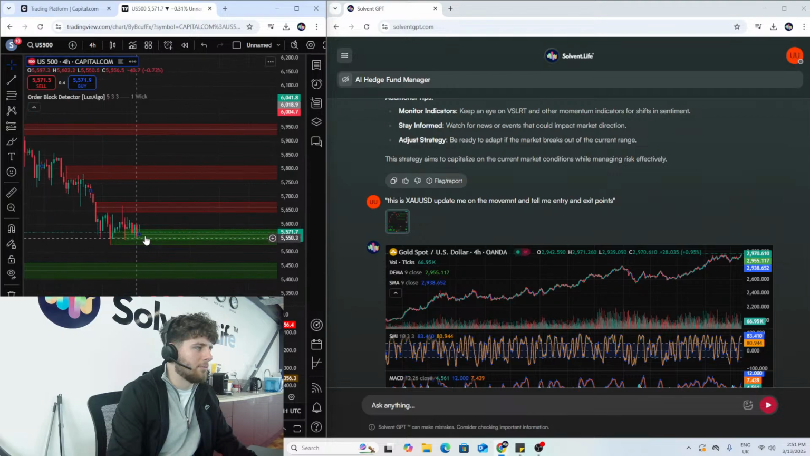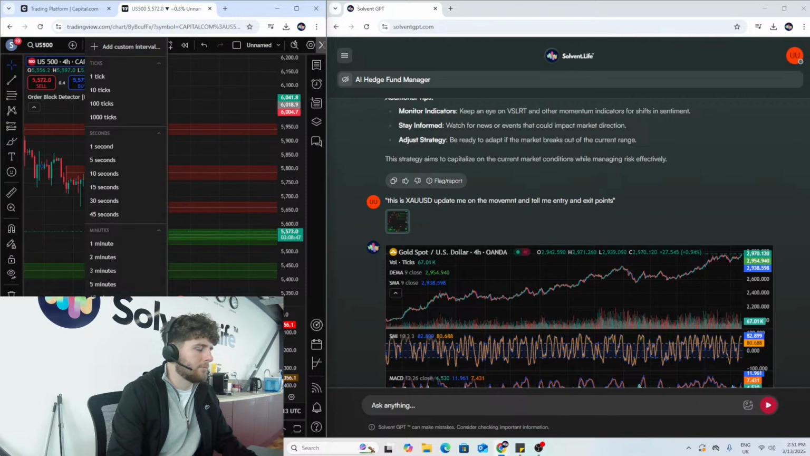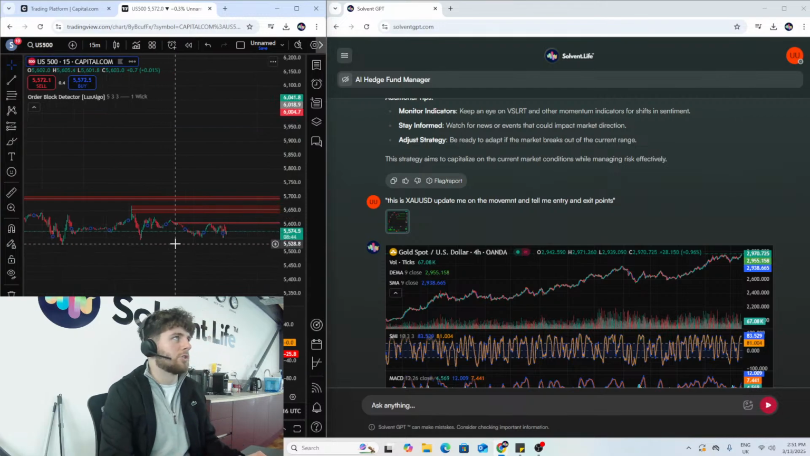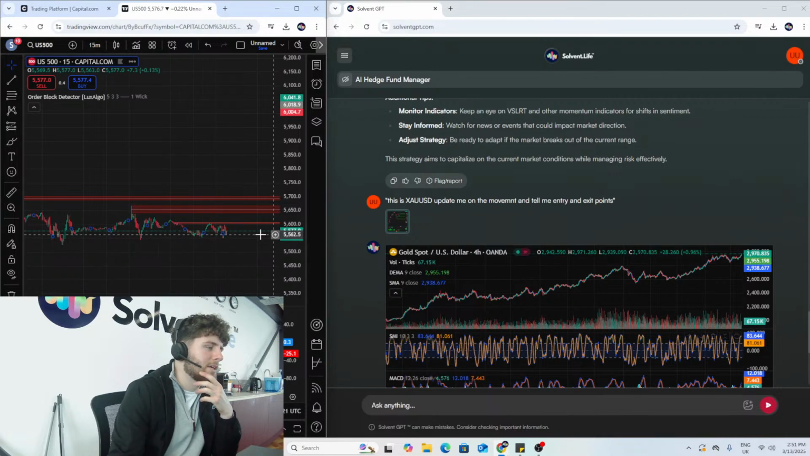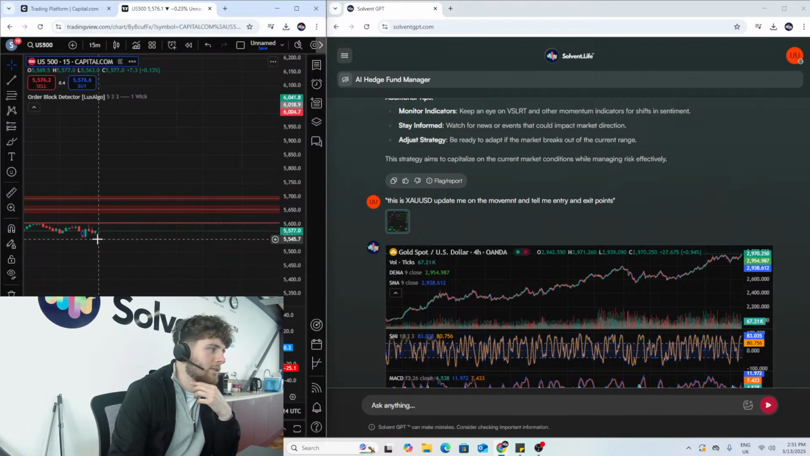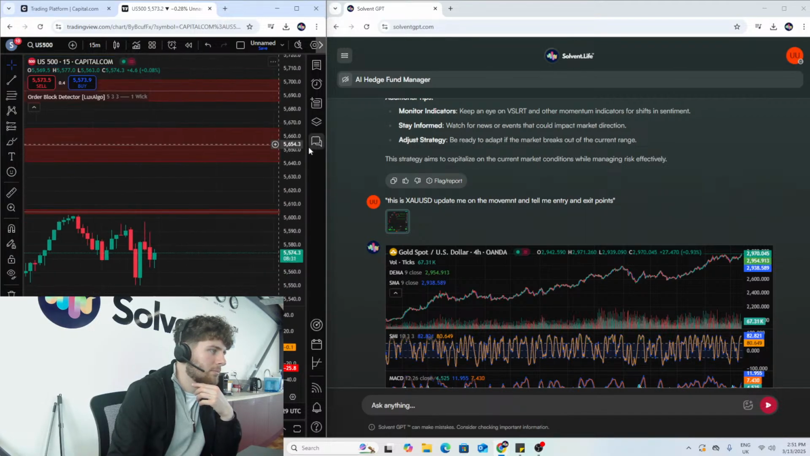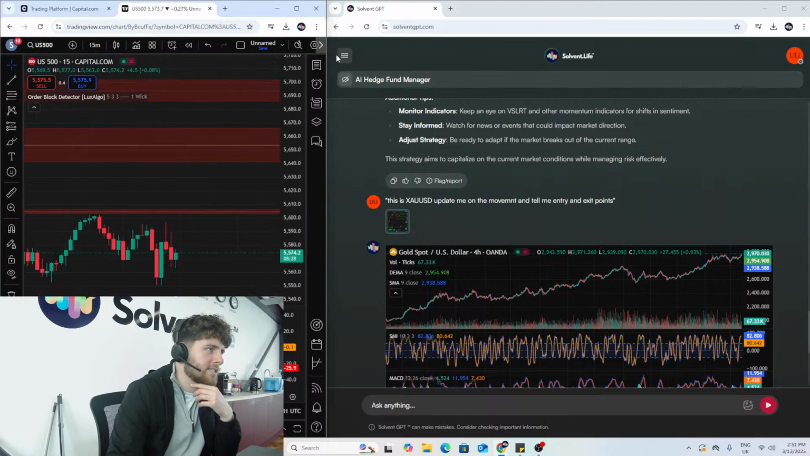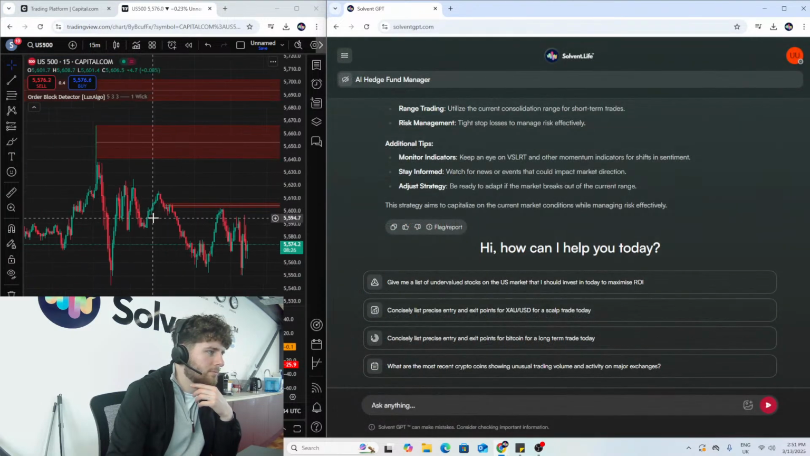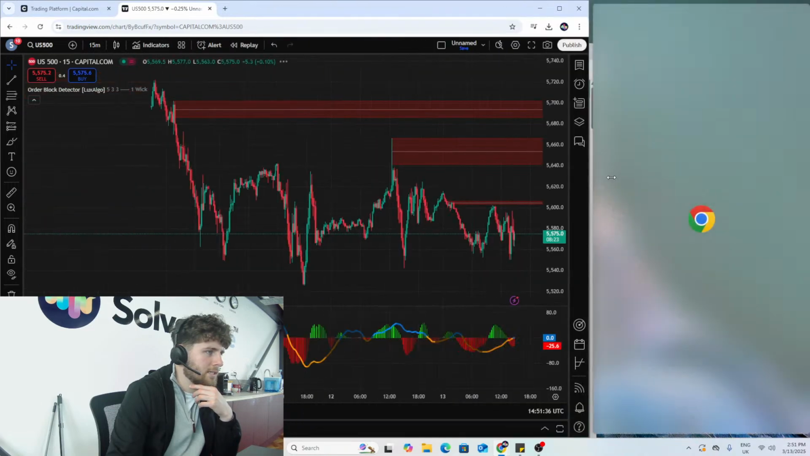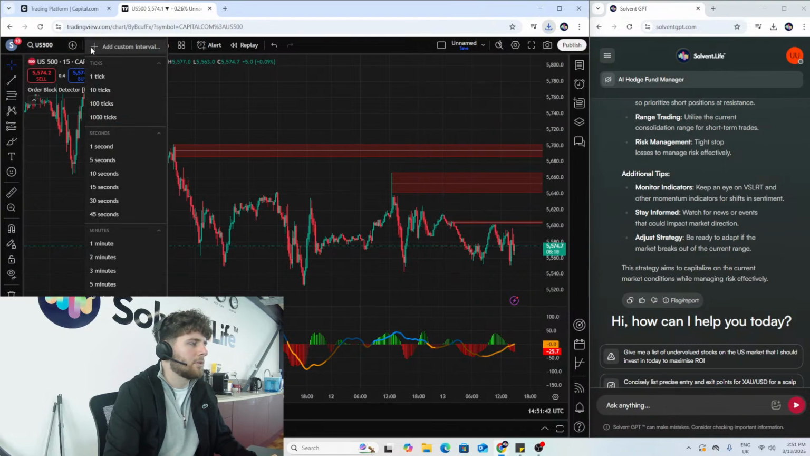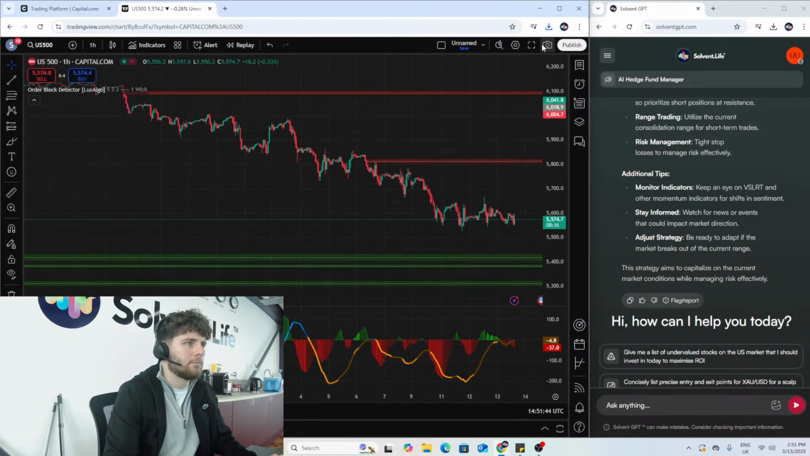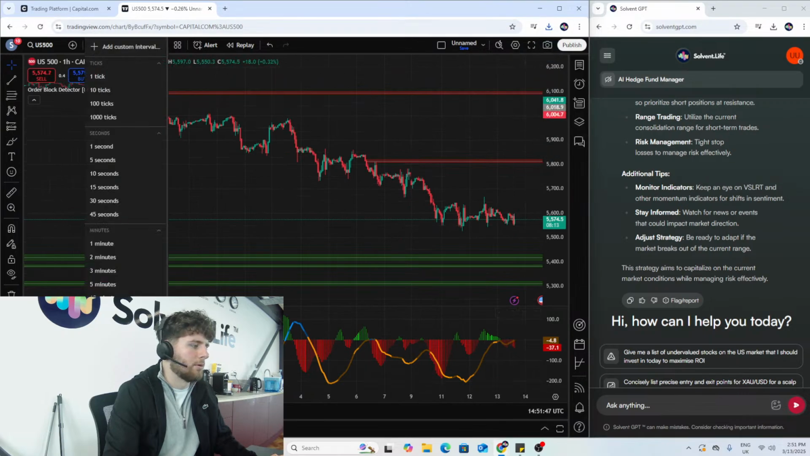US 500 climbing up a small amount. If you've just joined the stream, we're waiting for the 5,580 level to be hit before we potentially take a short. We were previously recommended 5,600 by the GPT, either or in this case, for an entry into a short position. Let's update the GPT with current performance. So this is the 15, going to a 1 hour and a 4 hour.